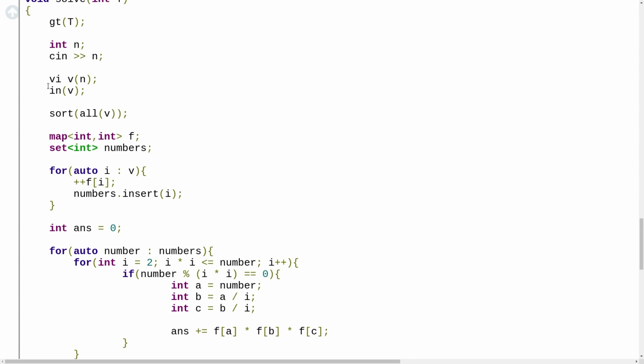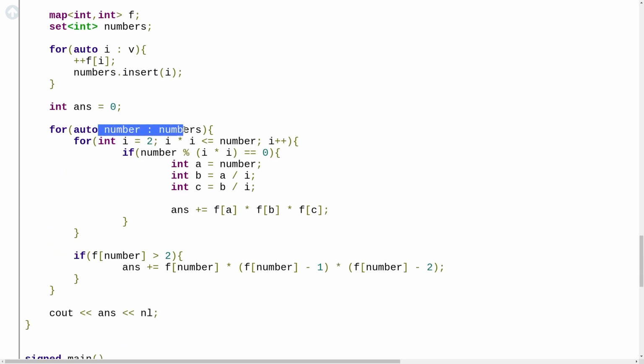Now what I have done is, I have taken a vector v and I have taken input. I have sorted it, but it was not actually required here; you can also skip this part. But what I have done essentially is, I have created a set of numbers. This indicates that these are the numbers present in my initial vector. Now I just increment the frequency of each element and insert it into my map. Then I traverse through all the values in the numbers set. For each of the values, I try to find the value of b starting from 2 till root of number.